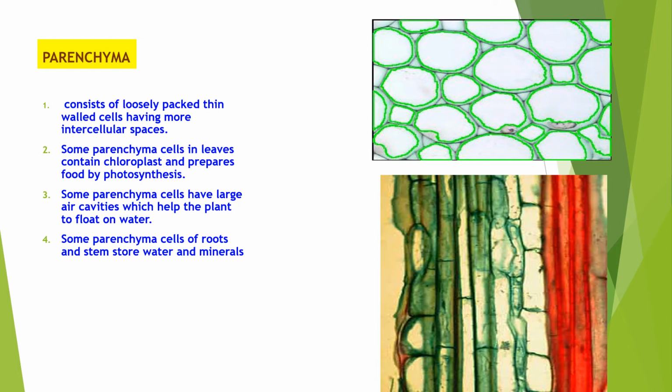Parenchyma consists of loosely packed thin wall cells having more intercellular space. Some parenchyma cells in leaves contain chloroplast and prepare food by photosynthesis. Some parenchyma cells have large air cavities which help the plant to float on water, and they are called aerenchyma. Some parenchyma cells of root and stem store water and minerals. So this is the structure and function of parenchyma.